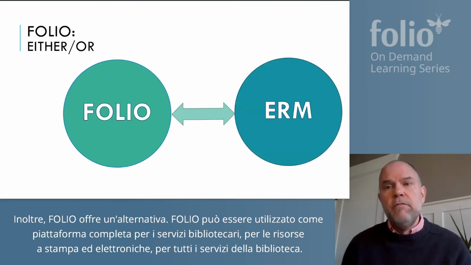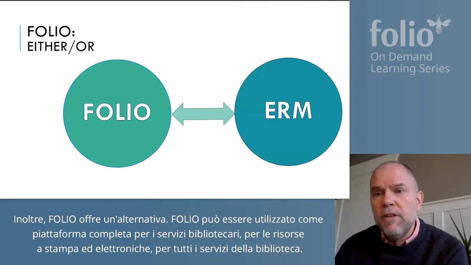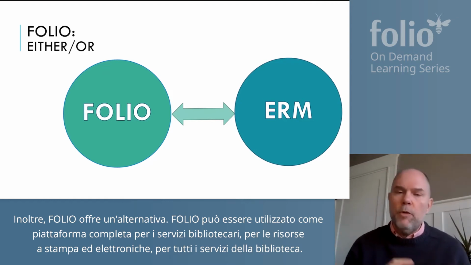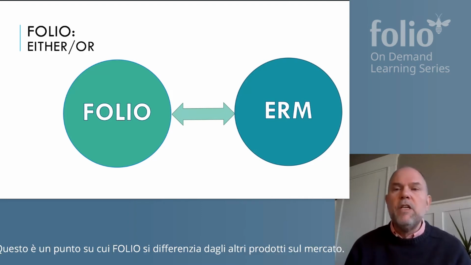But in addition, Folio is either or, which means that Folio can serve as your full library services platform for your print and electronic resources for all of your services in your library. But it can also serve as just the ERM. This is one place where Folio differentiates itself from other products in the market.